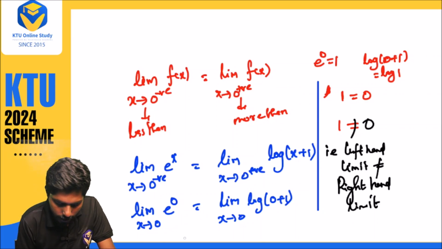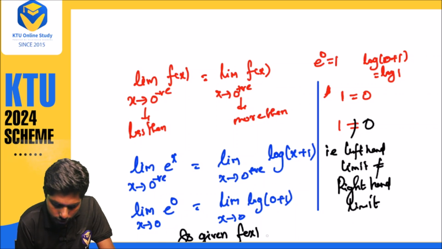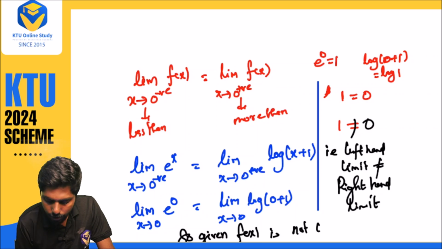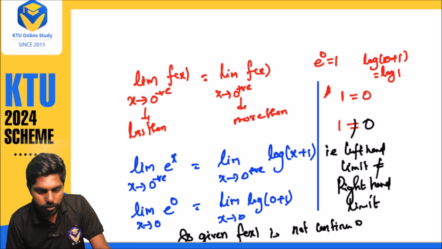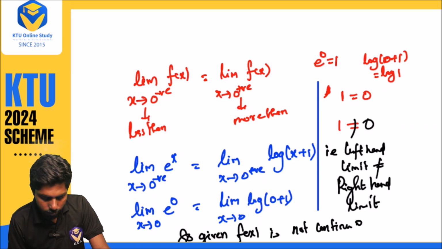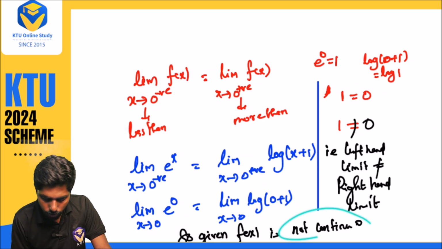So we can say the thing. Given f of x is not continuous, because it should satisfy three conditions. The first condition is satisfied, but the second condition is not satisfied. It should satisfy three conditions, but the second condition is not satisfied. So the given f of x is not continuous. Okay, this is the thing.